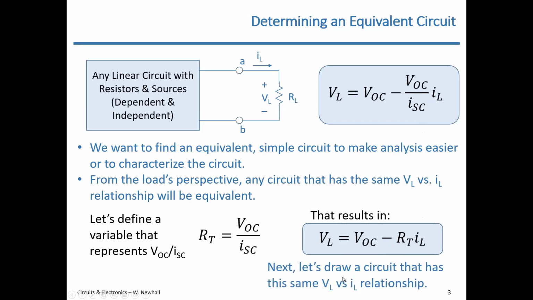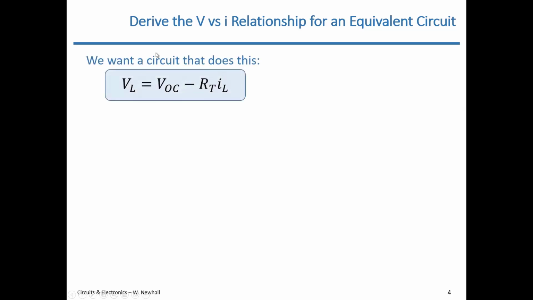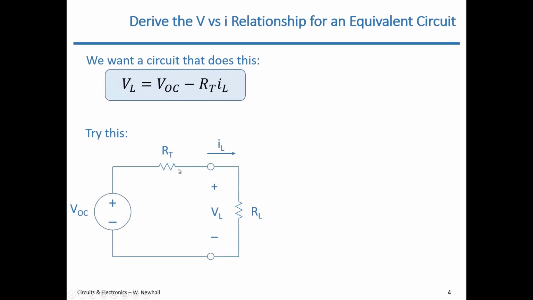I'll show you. But now let's draw a circuit that has the same VL versus IL relationship as this more complicated circuit. Okay, let's derive the relationship V versus I for an equivalent circuit. We want a circuit that does this because we know this is what the original more complicated circuit does. And I'm going to throw a circuit out there. I'm going to say, let's try this circuit.